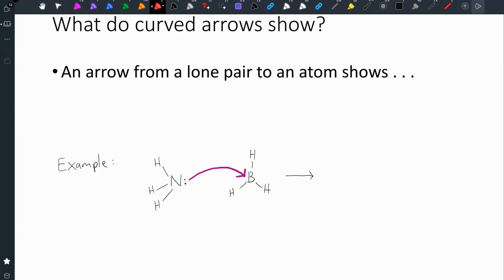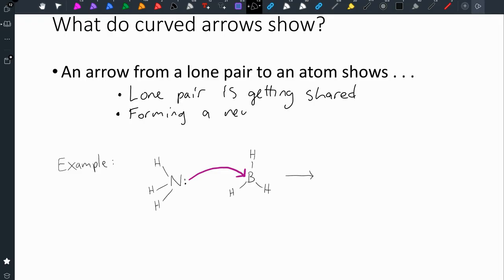So, as a reminder, what curved arrows show, we can have an arrow that starts at a lone pair and goes to an atom. That shows that we're forming a bond. That shows that that lone pair is getting shared. And that shows that we are forming a new bond. Remember, it never shows transfer of electrons. So here, this lone pair is going to become a shared pair.